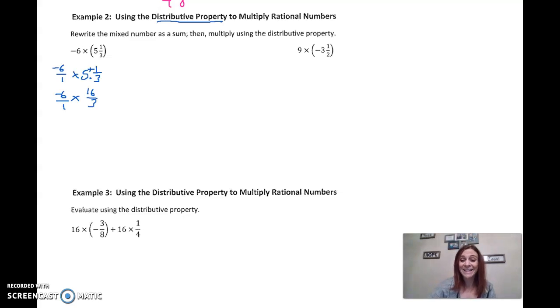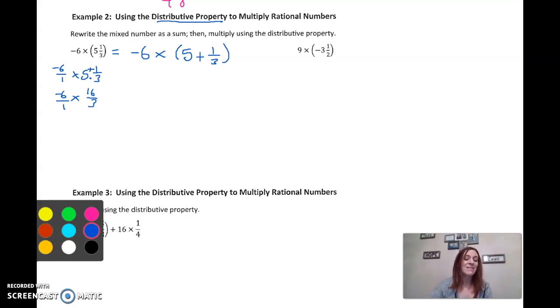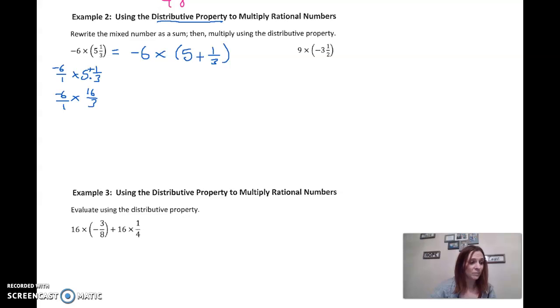So let's rewrite it as a sum. What does that mean? Well, I'm going to rewrite this as -6 times. Now this 5 1/3 here, what does that mean? That means 5 plus 1/3, and then I can use the distributive property. I can go -6 times 5. Well, a negative times a positive is going to be a negative, and 6 times 5 is 30. Okay, so far, this way is better than that. And then I can go -6 times 1/3. Well, a negative times a positive is going to be a negative.